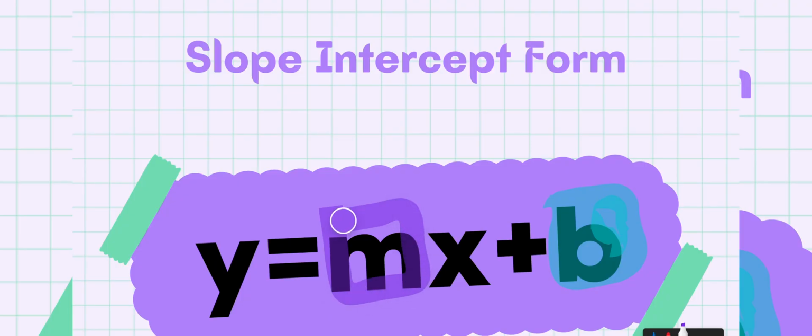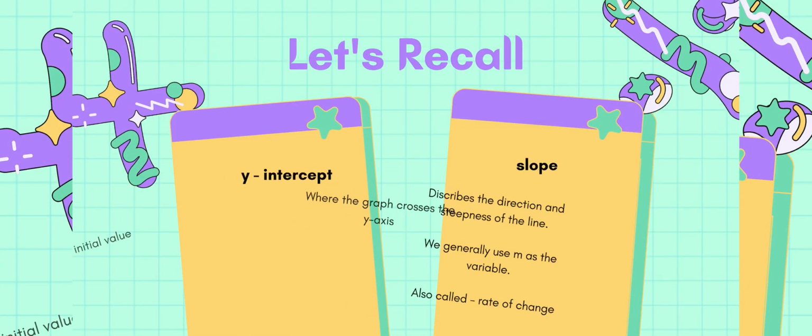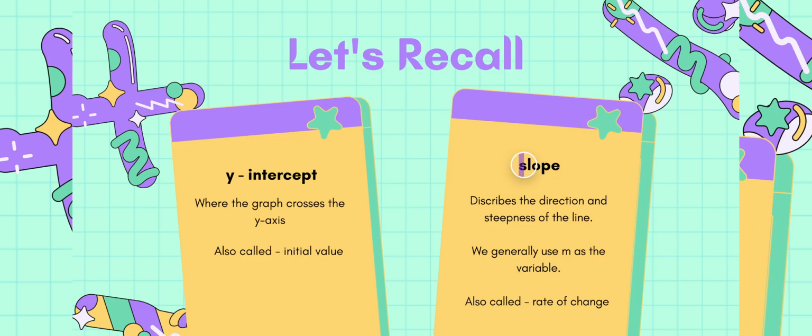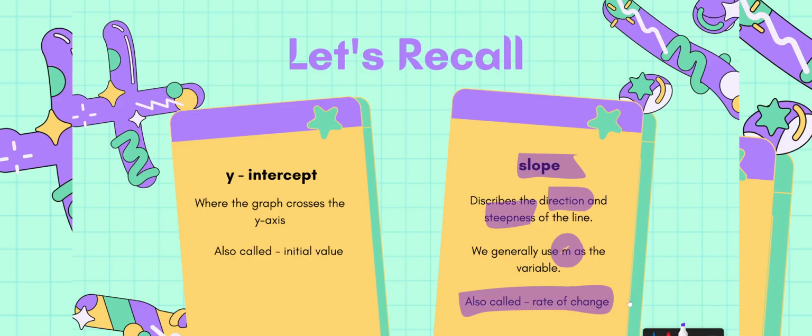We're going to make it purple. M is our slope or our rate. It is the steepness in which our graph is going up. Slope is the direction and the steepness of the line. Generally, we're going to be using m as our variable, and it can also be called rate of change. Rate of change is what you used more often in 7th grade, so you might be more familiar with that. But moving forward with math, slope is going to be more commonly used.